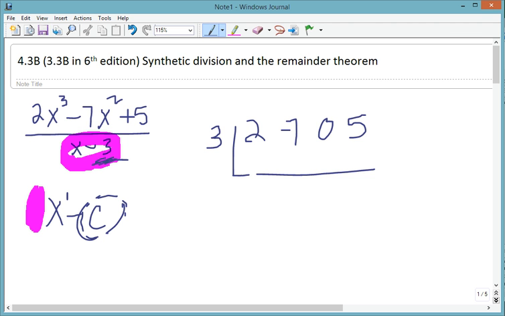Now, since this is a 1, the first number is always just the first coefficient. So I bring this 2 down. That's my first answer. What did I do in long division when I got my first number up on the top? I multiplied. So now I'm going to multiply this 3 times 2, and I put my answer right up here. So I'm kind of going in diagonals. 3 times 2 is 6.